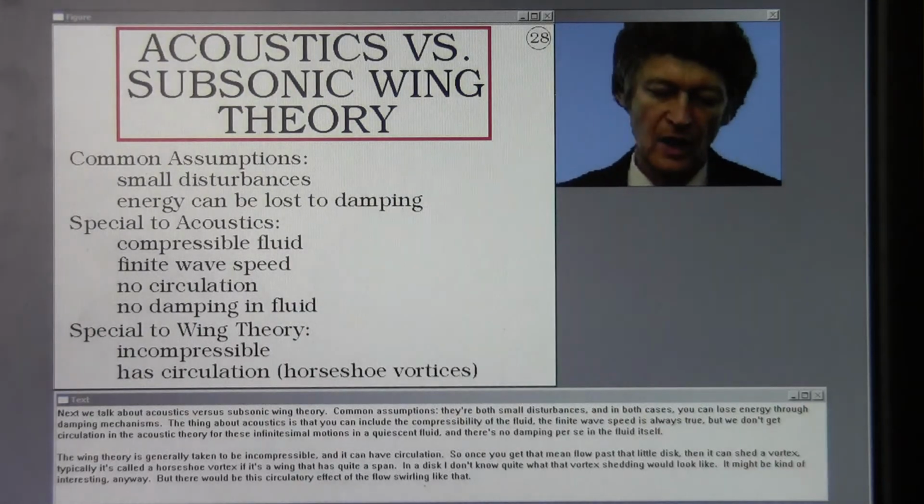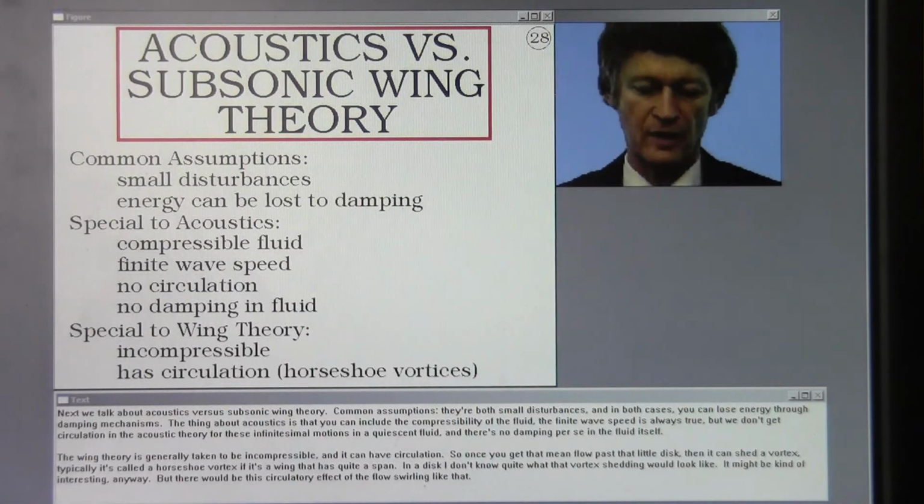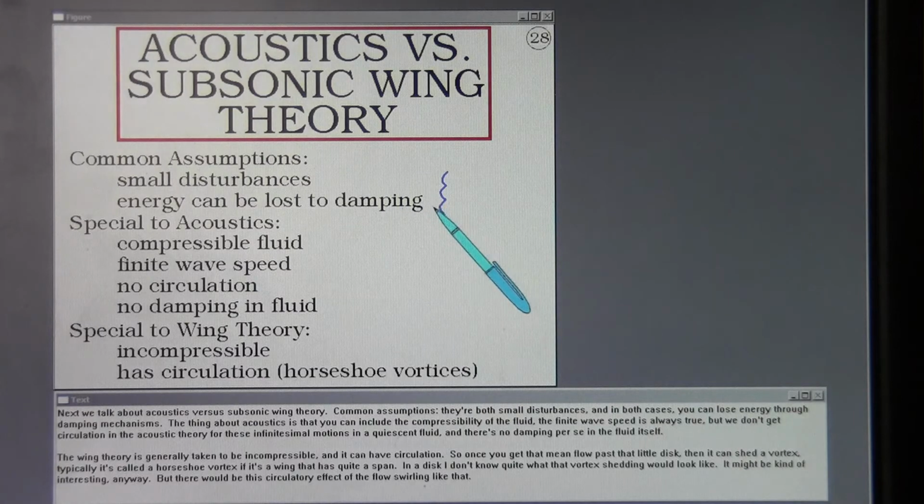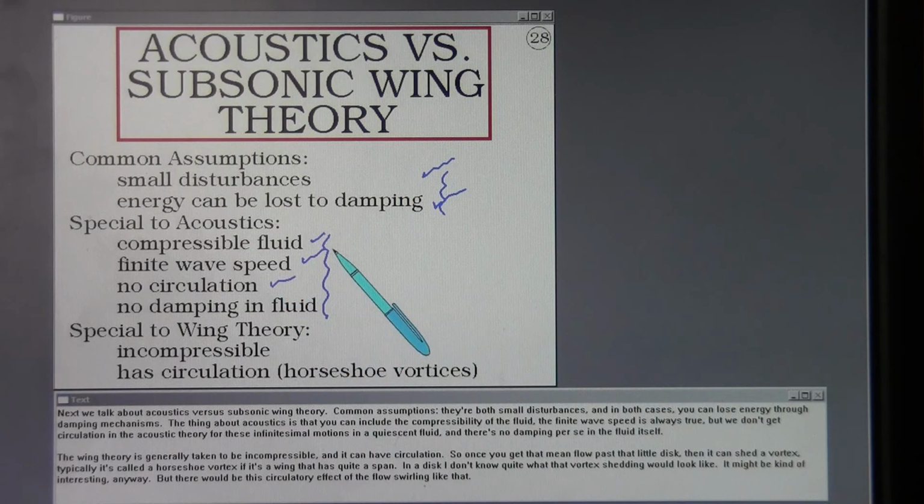Next, we talk about acoustics versus subsonic wing theory. Common assumptions are both small disturbances, and in both cases you can lose energy through damping mechanisms. The thing about acoustics is that you can include the compressibility of the fluid. The finite wave speed is always true. But we don't get circulation in the acoustics theory for these infinitesimal motions in a quiescent fluid, and there's no damping per se in the fluid itself.